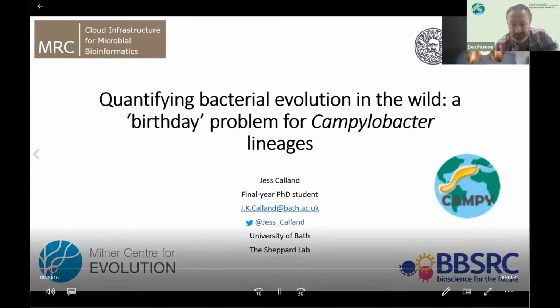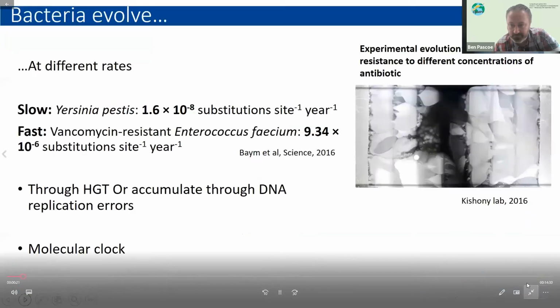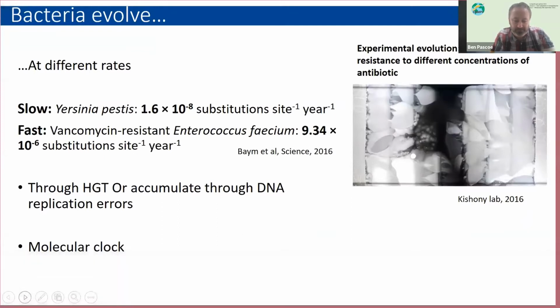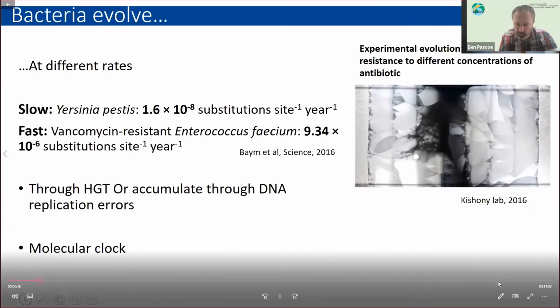Quite diverse, and we used Campylobacter as an example of this. So bacteria evolve, and they can do so by generating variation to the genome at different rates. For example, some species are slower at evolving than others. An example of a slowly evolving species is Yersinia pestis, and on the other hand, a faster evolving species is vancomycin-resistant Enterococcus faecium.